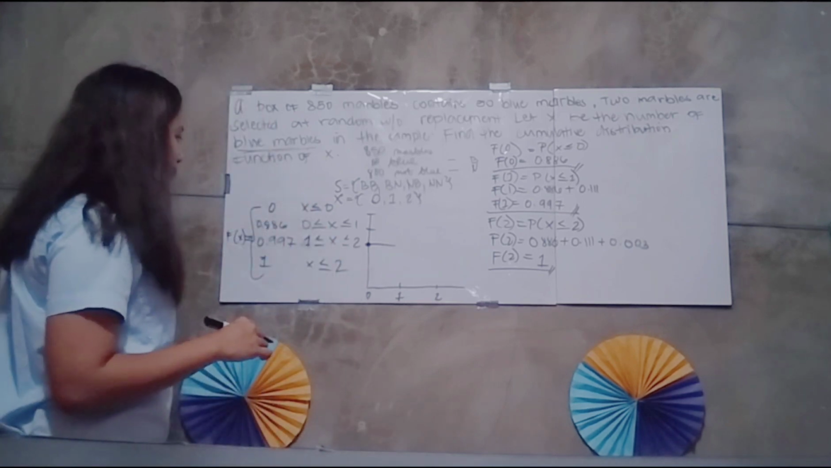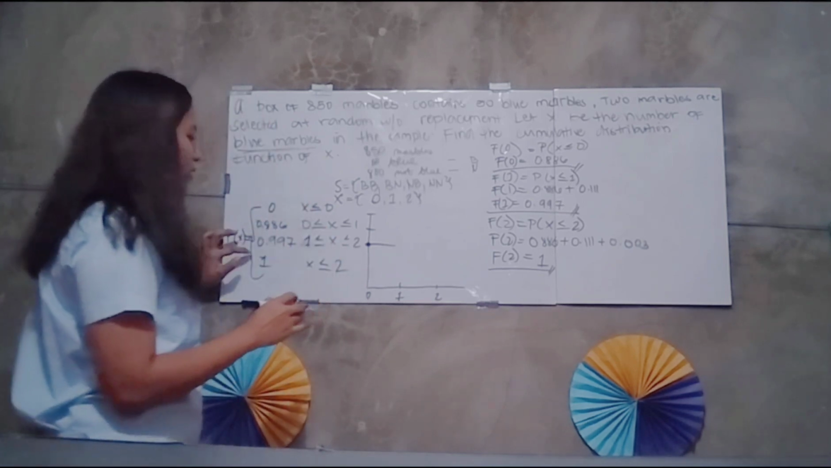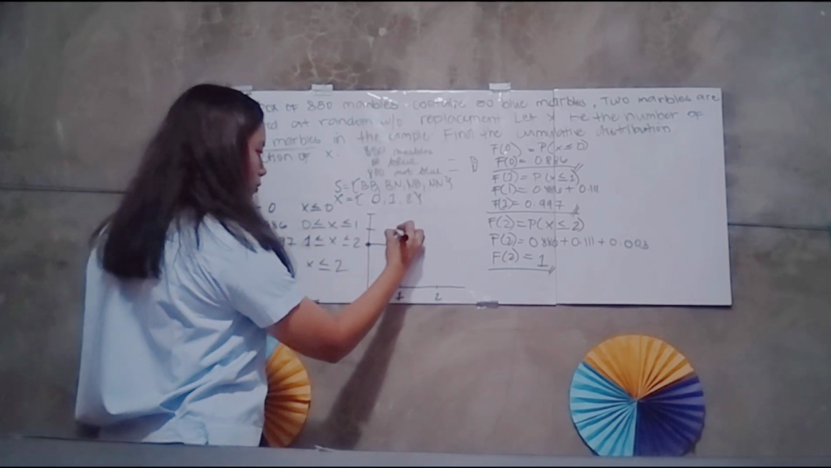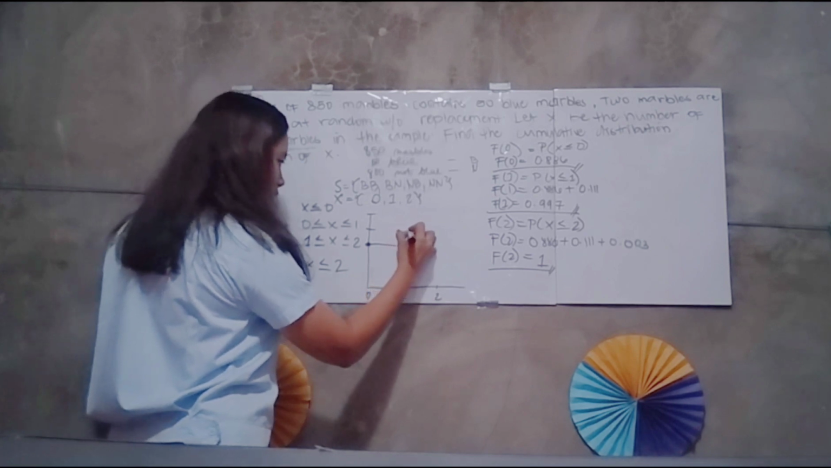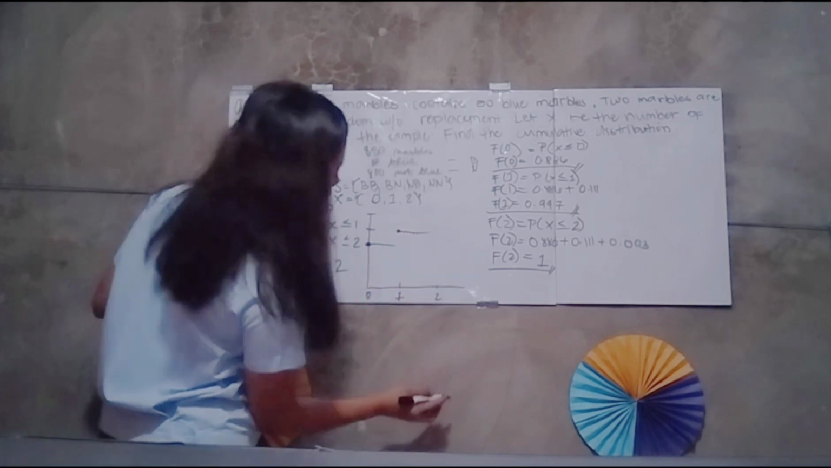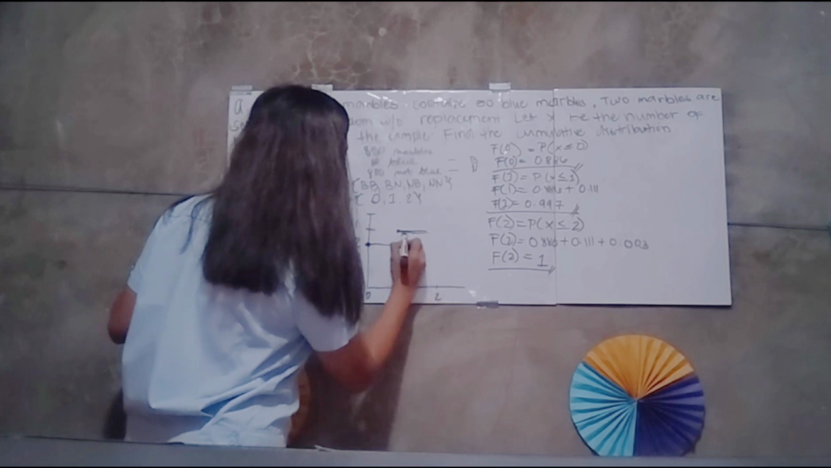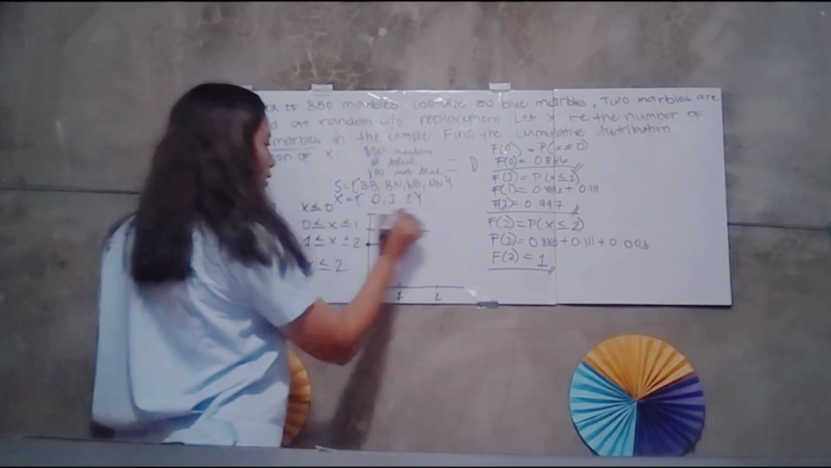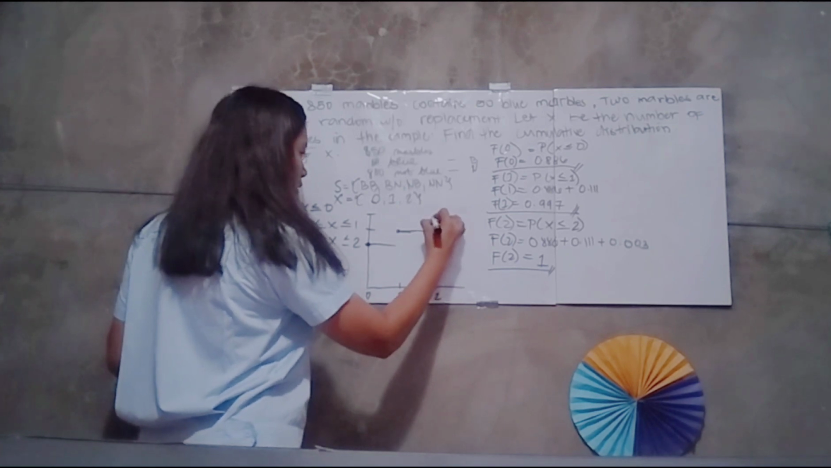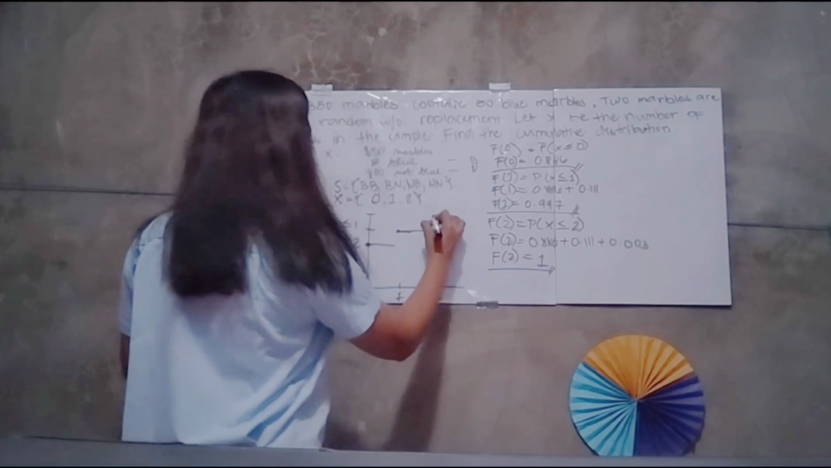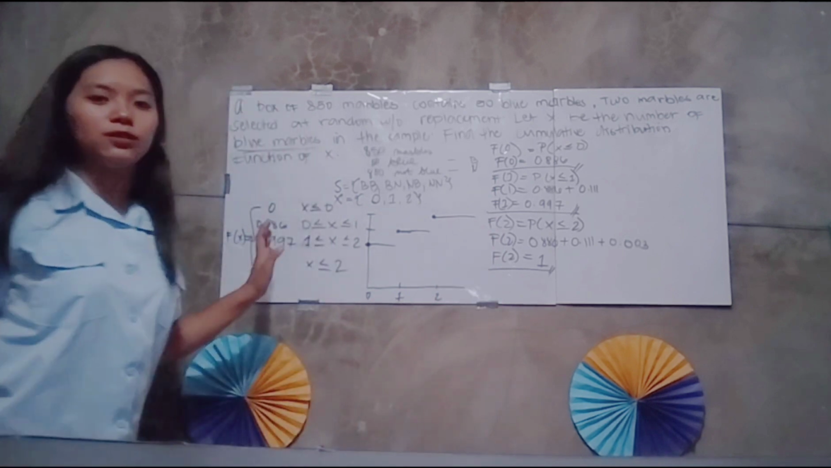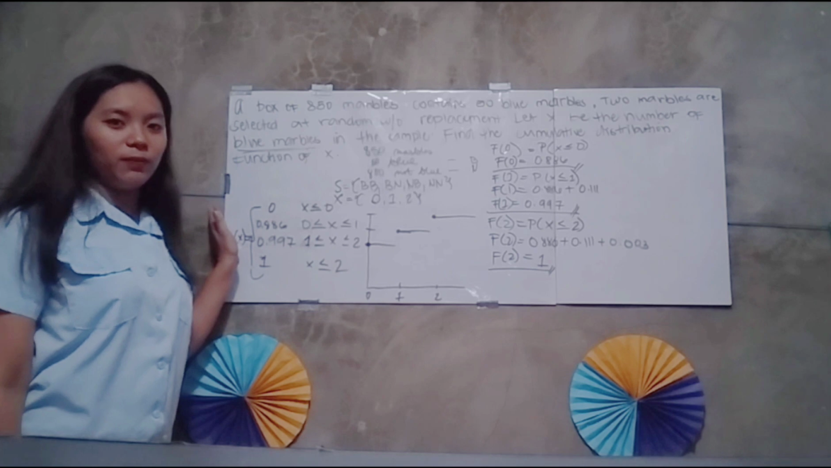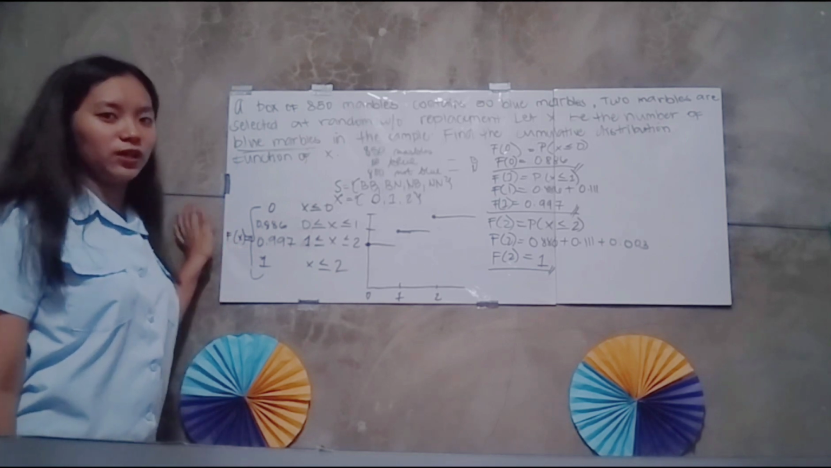And next, we have 1. Dito naman tayo sa 1, 0.997. So, dito. And papunta sa 2. Ito yung 1 natin. Ito yung 2. So, dito. So, ayan na ang ating sagot sa problem ng cumulative distribution function of x.